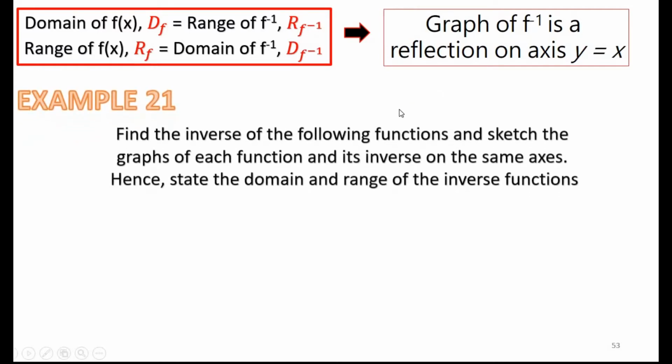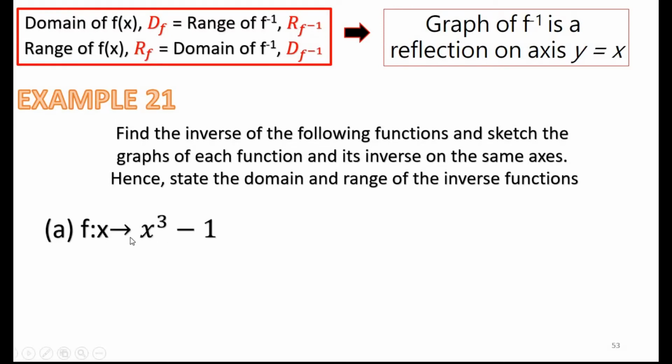So now let's look at this example 21. Find the inverse of the following functions and sketch the graph of each function and its inverse on the same axis. Hence state the domain and range of the inverse function. So we look at the first one: f(x) maps to x cubed minus 1. We want to find the f inverse of this, and then sketch the graph of each function and its inverse on the same axis. Okay, now let's do it together.